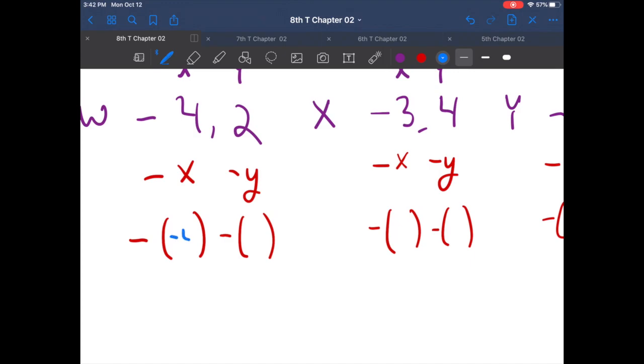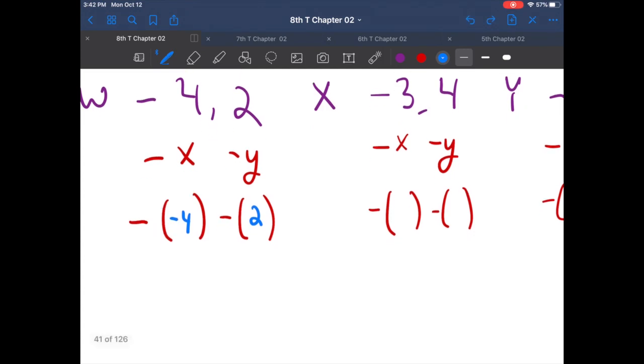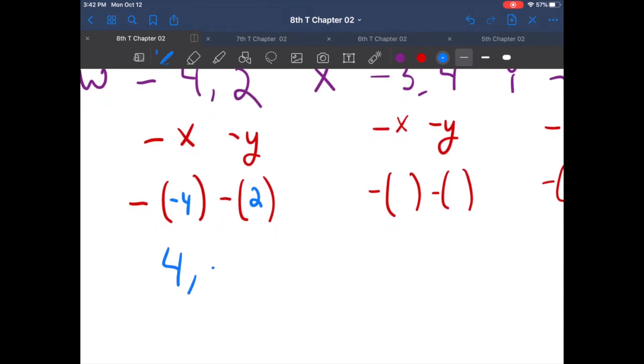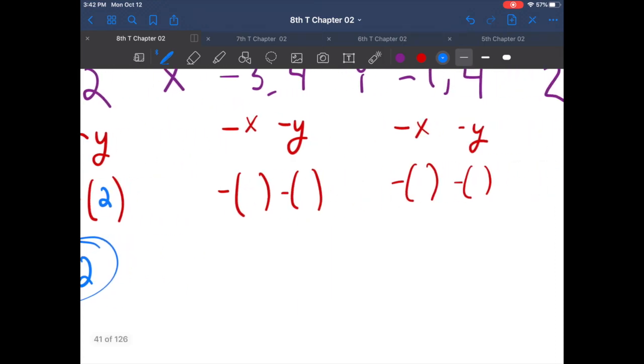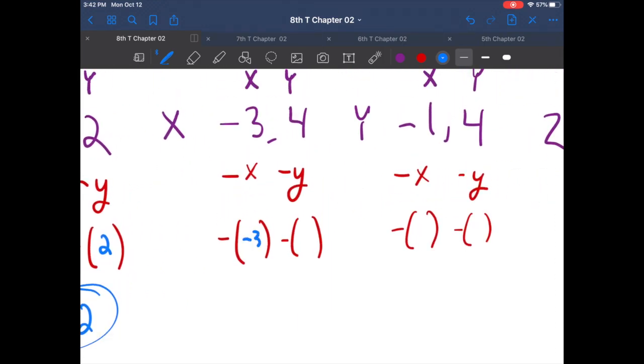So what numbers go in here? Well, negative 4 and 2. And if you notice, what do we have here? We have a double negative, which is going to make that positive. So that would be positive 4 and negative 2. Here we go. Let's plug in our other ones. We have negative 3 and 4. That would make that, remember, a double negative right there. So that's positive 3 and negative 4.